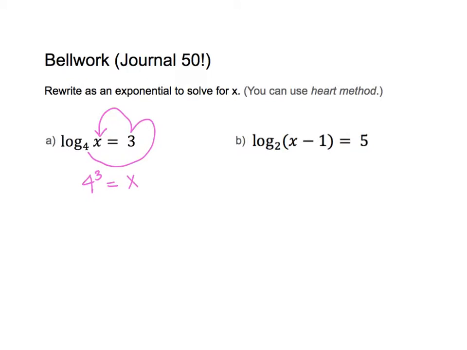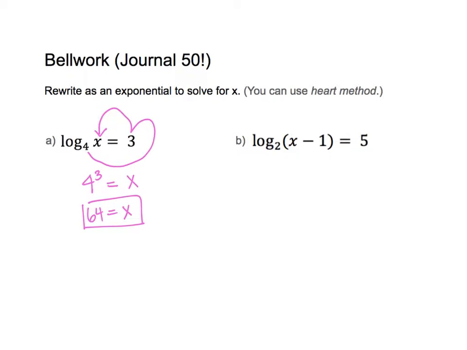Okay, notice that x is by itself, but we need to figure out what 4 to the third power is. So 4 to the third power is 4 times 4 gives me 16. 16 times 4 gives me 64. So x is equal to 64. And so I have found what x is. All right, let's try that with part B.